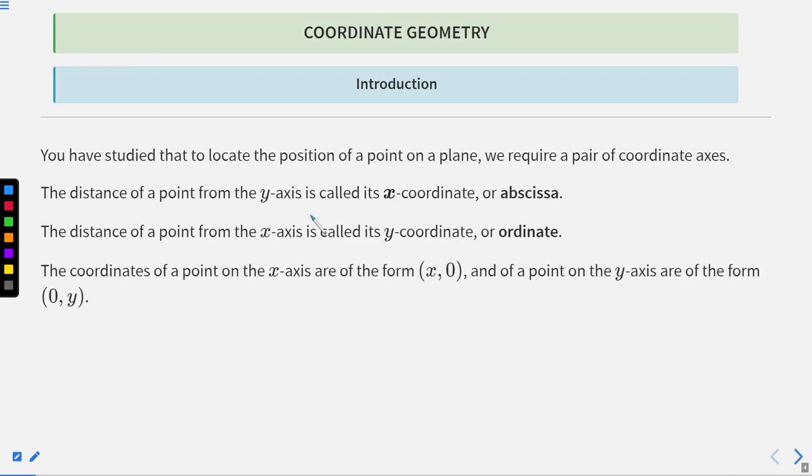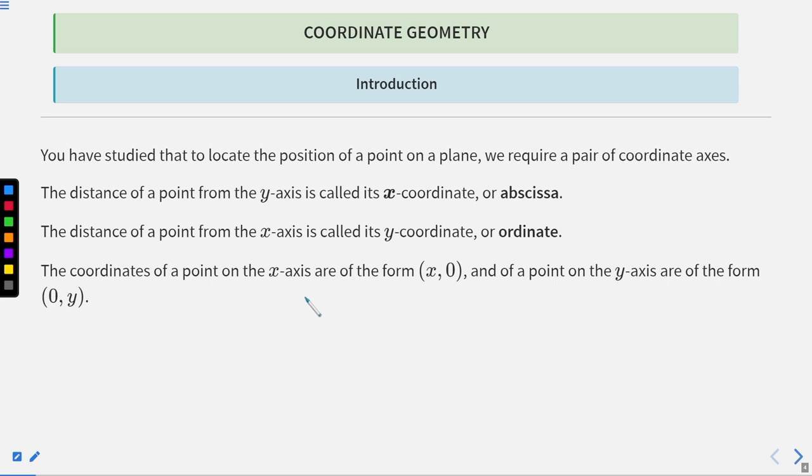You have studied how to locate the position of a point on a plane. Basically, to locate the position of a point on the Cartesian plane, we require a pair of coordinate axes, the x-axis and the y-axis. The distance of a point from the y-axis is called the x-coordinate or abscissa, and the distance of a point from the x-axis is called the y-coordinate or ordinate.